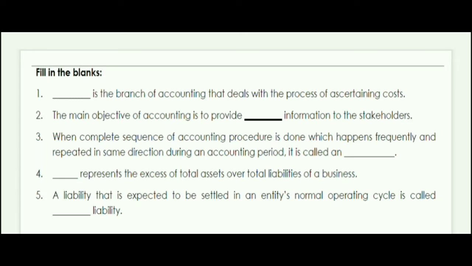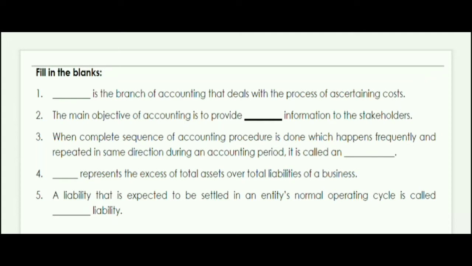Now next question, the 5th: a liability that is expected to be settled in an entity's normal operating cycle is called what liabilities? Once again I repeat, a liability that is expected to be settled in an entity's normal operating cycle is called what liabilities? So if it will be settled in the normal operating cycle, not preceding, not past, then the answer will be current liabilities. I hope the answer has been clear to you.